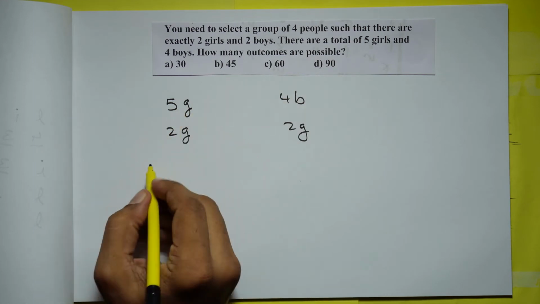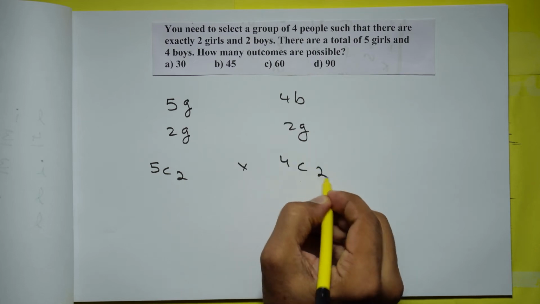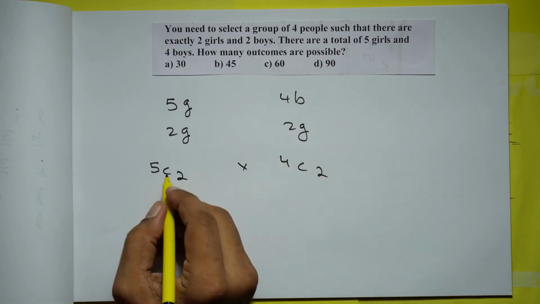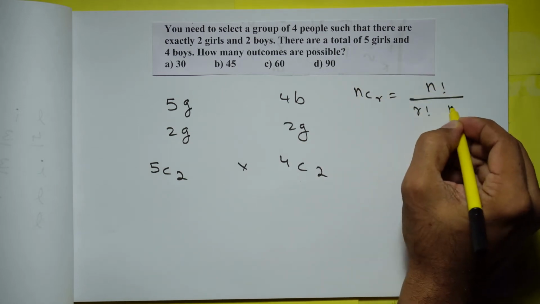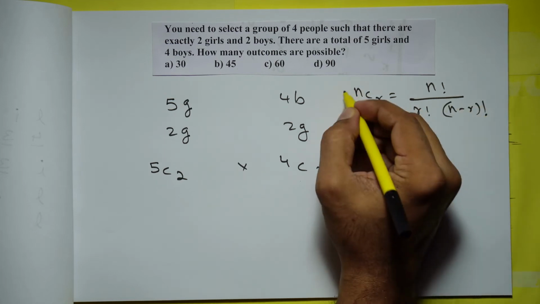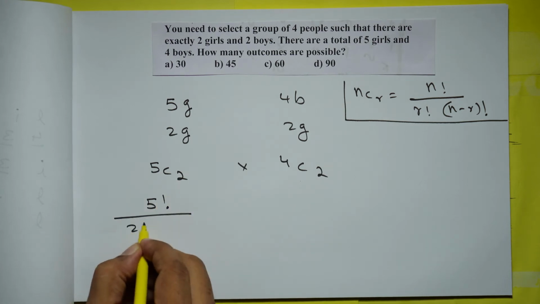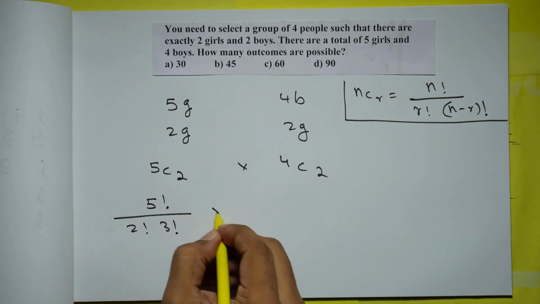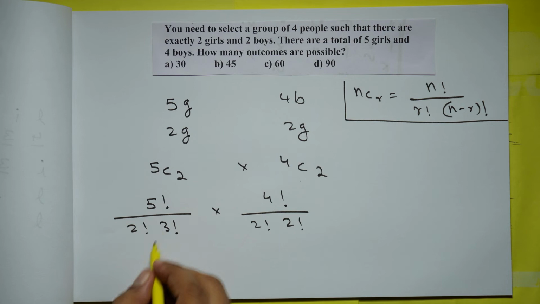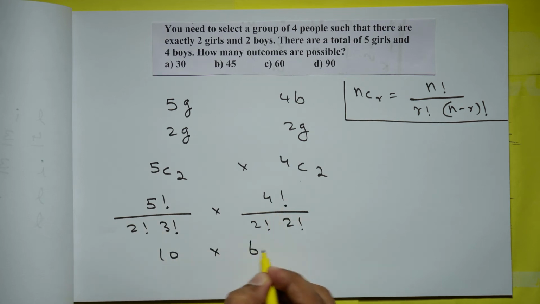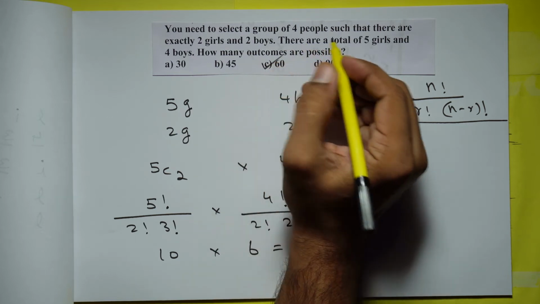So from the 5 girls you can select any 2 and from the 4 boys you can select any 2. So this and this. So nCr is given as n factorial by r factorial into n minus r factorial. So this is the formula. So 5C2 is 5 factorial by 2 factorial into (5 minus 2) which is 3 factorial, and 4C2 is 4 factorial by 2 factorial into 2 factorial. So this you will get as 10 into 6. So altogether 60 possible outcomes are there. That is option C.